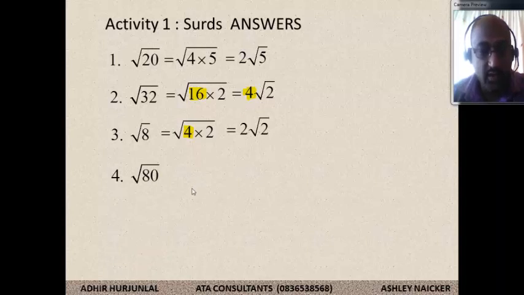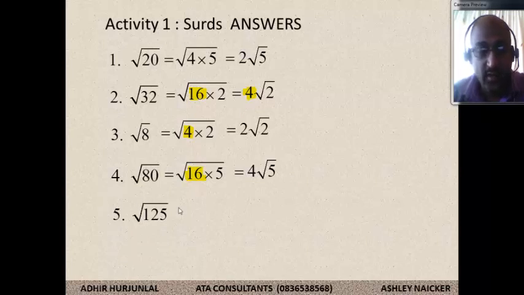Example number 4 is the square root of 80. Another big number, but it's a number that I want you to become accustomed to using. The square root of 80, if you did not get this, is the same as 16 multiplied by 5. Now, why did I use 16? It's because I can find the square root of 16. And the square root of 16 is 4, so your answer becomes 4 root 5.